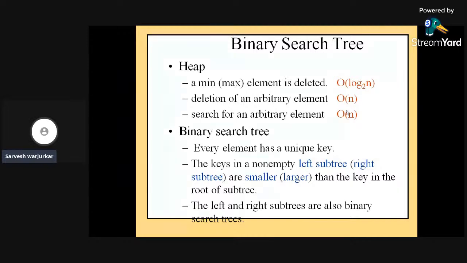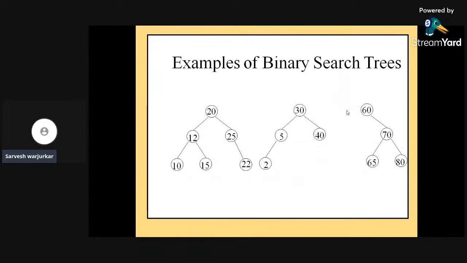The key in a non-empty left subtree is smaller than the key in the root, and the keys in the right subtree are larger than the key in the root of the subtree. Again, the same principle as we have completed in the heap tree. Examples of binary search tree are like this.